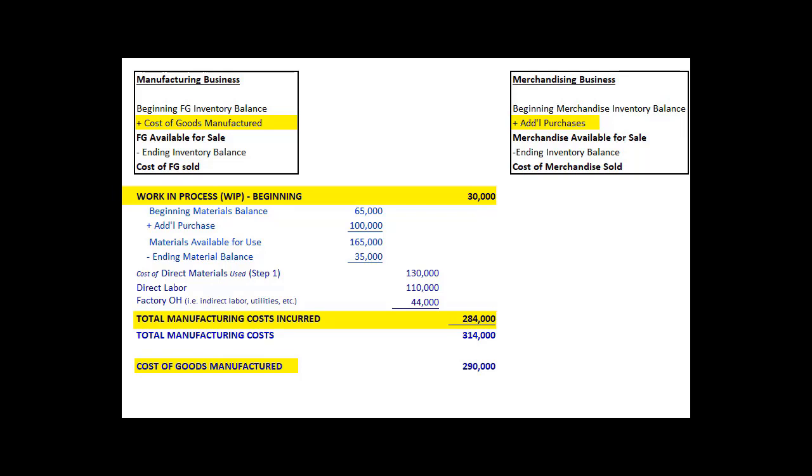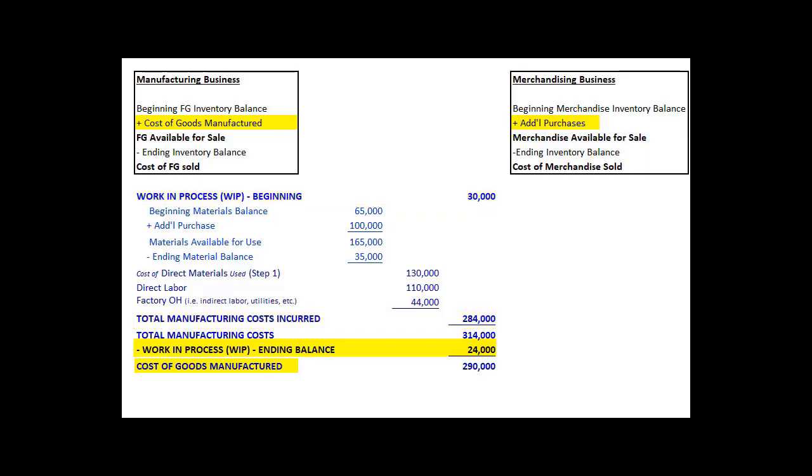Now we subtract the work in process ending balance. This is $24,000. We would arrive at the cost of goods manufactured. So $290,000 is the amount of the cost it takes to manufacture the finished goods.